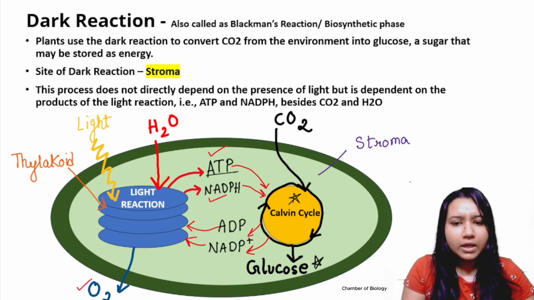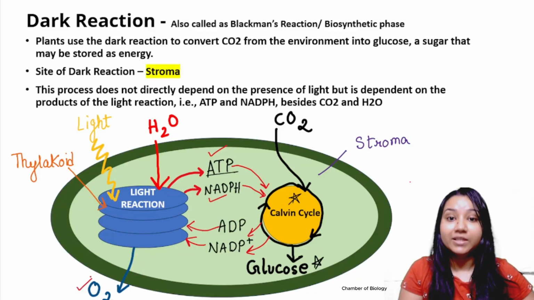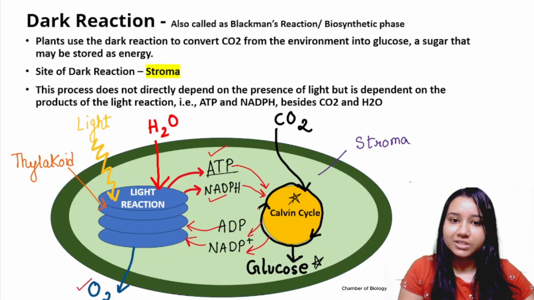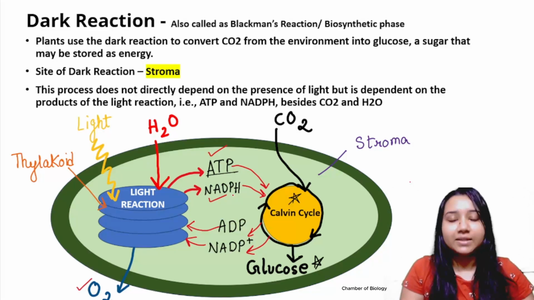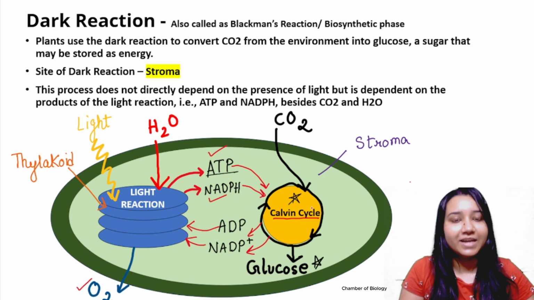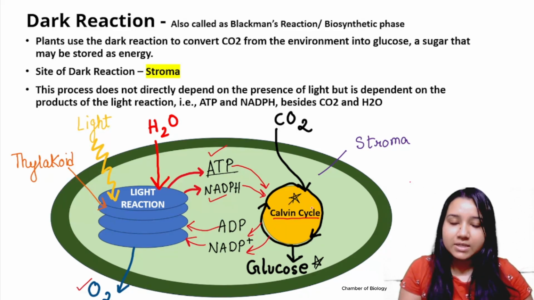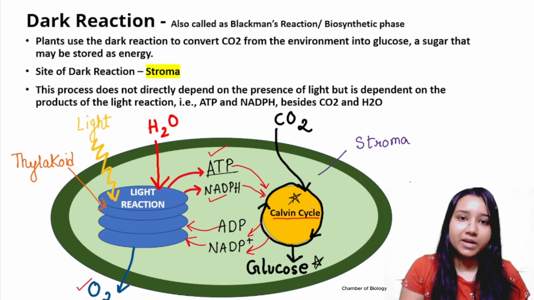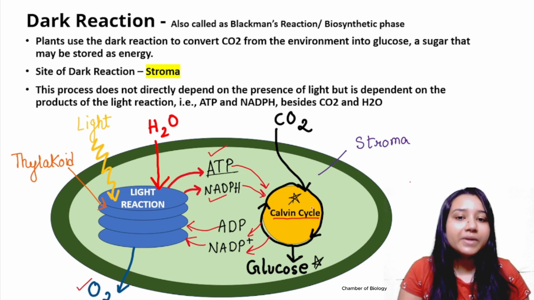and in the light reaction, we see that oxygen is also evolved. Now, oxygen is not going to participate in the dark reaction, but the products of the light reaction, such as the ATP and NADPH, are going to participate in the dark reaction, and we can see the Calvin cycle, that is the C3 cycle, is going to occur. So this process, the dark reaction, is independent of light, but it is dependent on the products of the light reaction such as ATP and NADPH.